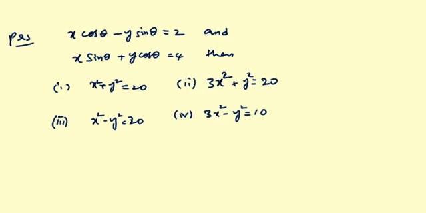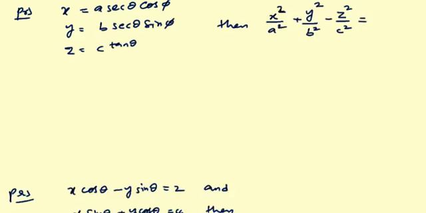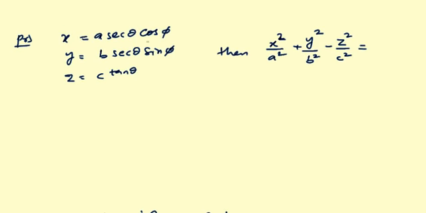Then go to the next problem, friends. What is given in the next problem? It is given as x is equal to a secant cos pi, and y is equal to b secant sin pi.